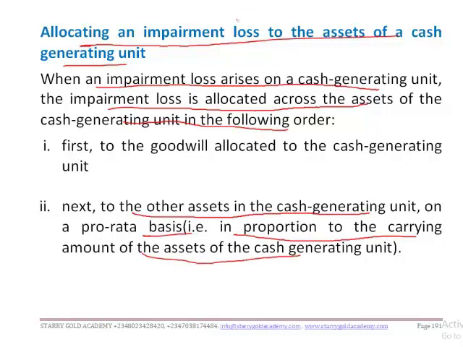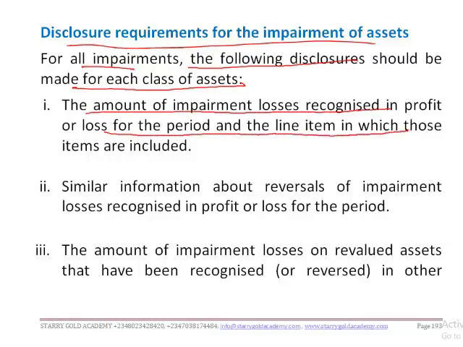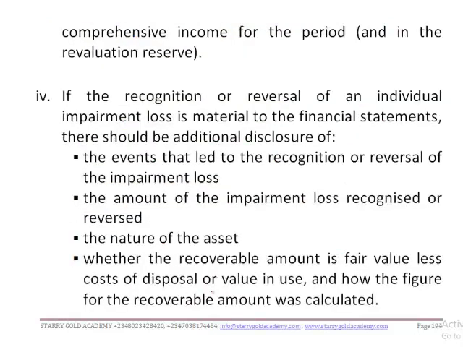Are we together? Okay, so without wasting much time, let's take disclosure requirements of impairment losses and impairment of assets. For all impairments, the following disclosures should be made for each class of assets. First is the amount of impairment losses recognized in profit or loss for the period and the line item in which those items are included. Also, similar information about reversals of impairment losses recognized in profit or loss for the period should be disclosed, and the amount of impairment losses on revalued assets that have been recognized or reversed in other comprehensive income for the period and in the revaluation reserve.